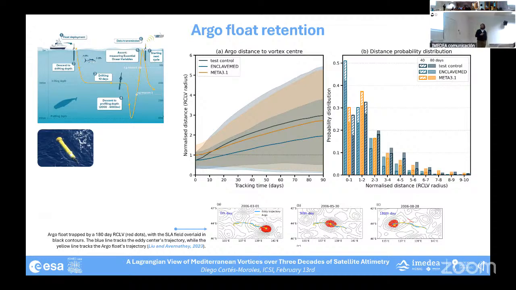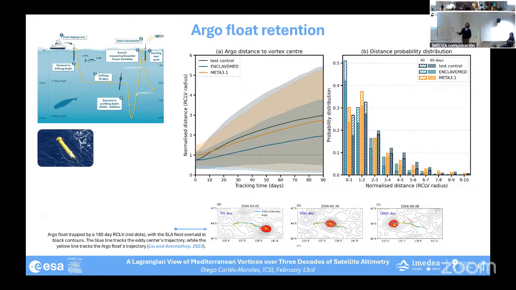Here you can see with this probability distribution plot how, after 40 days of tracking the position of the Argo floats, more than 50% of the Argo floats initially found within a Lagrangian vortex remained within a distance of one Lagrangian vortex radius. In the Eulerian case, we obtained only 30% of the Argo floats.